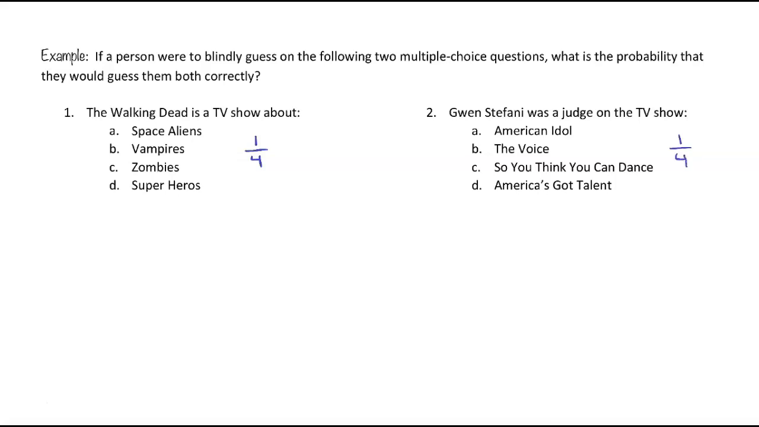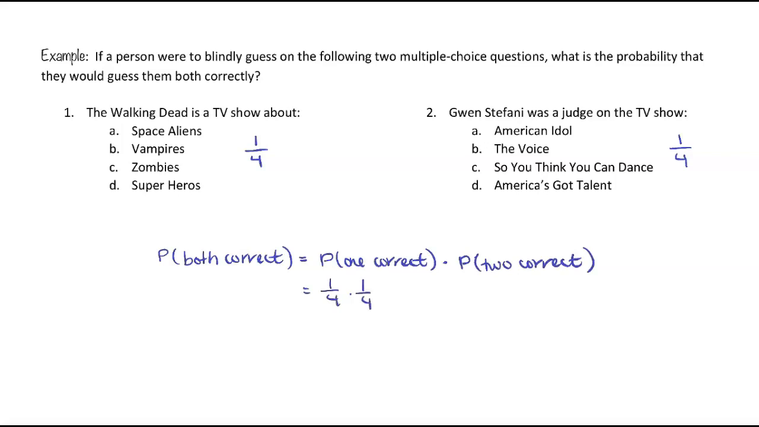Are these independent or dependent events? In other words, would the event of guessing the first question correctly change the probability of guessing the second one correctly? Not if this person is blindly guessing. So we can simply calculate the probability of guessing them both correctly by multiplying the probability of the first one correct by the probability of getting the second one correct. So we have 1 over 4 times 1 over 4, or 1 over 16.